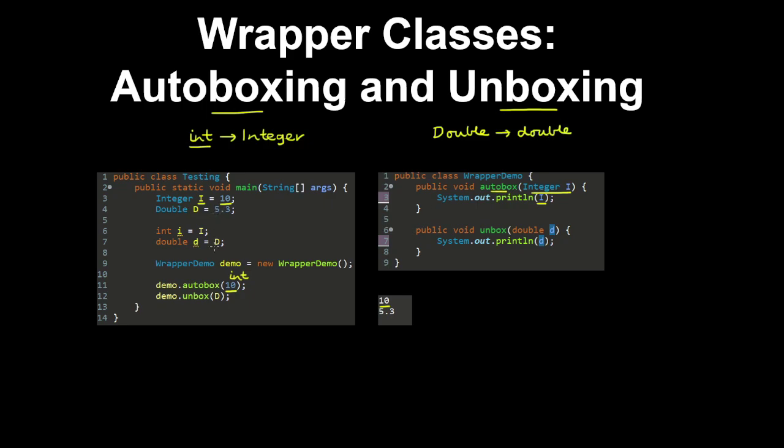So here, for example, the Double d, which has a value of 5.3, is automatically converted to a double primitive type. So d is going to be equal to 5.3 also.